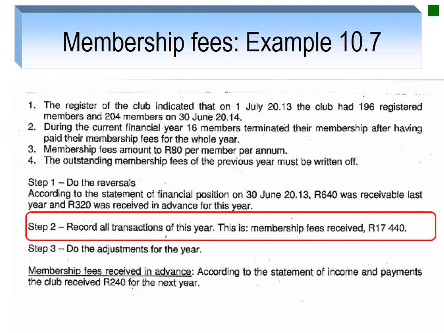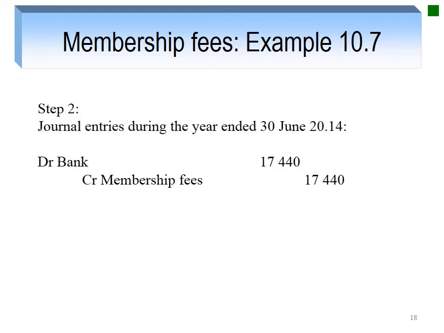So what we're going to do now in step 2, we're going to record the transactions for the year. In this case, the membership fees received of 17,440. So our journal entry is the bank account is going to increase. So we're going to debit bank, it's an asset, it increases. And we're going to credit membership fees, it's an income, increases by 17,440.